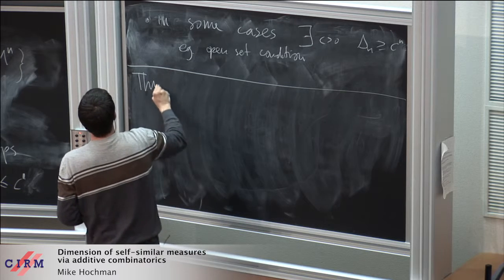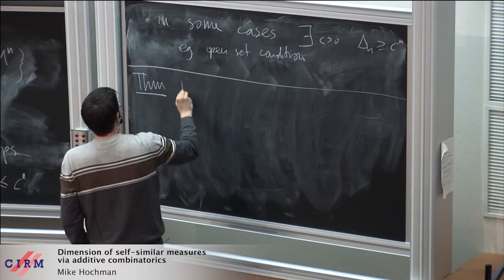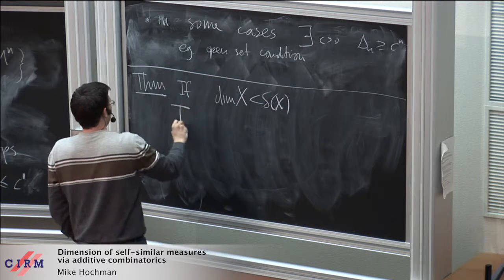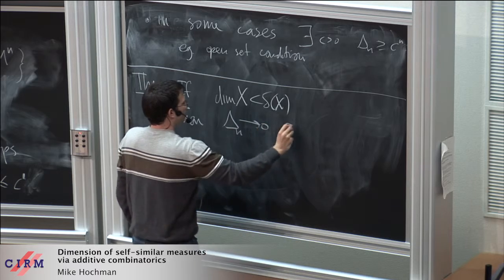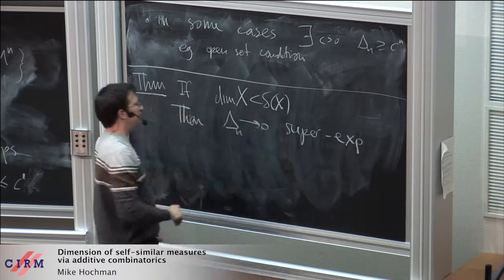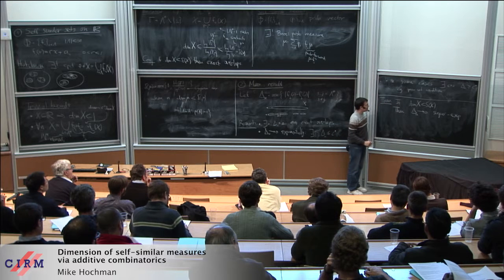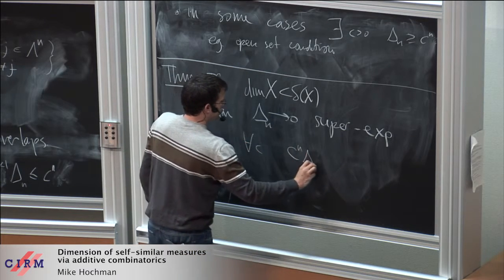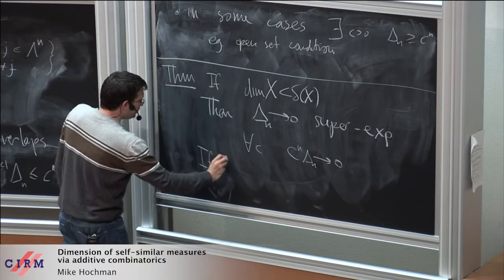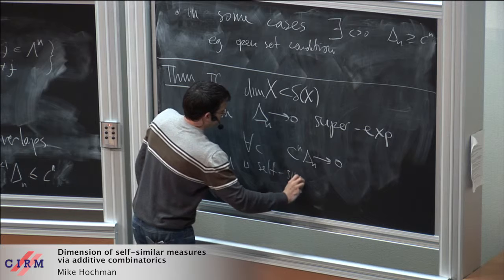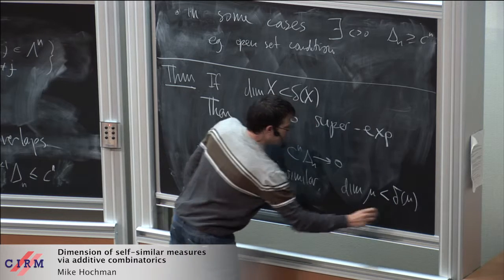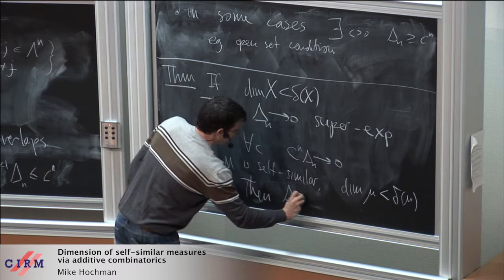And so the main theorem here is that if the dimension of x is strictly less than delta x, then delta n goes to zero super-exponentially. So the conjecture is that in this case it should hit zero. We don't know that, but we know that it's going to zero faster than the naive estimate gives you. What this means is that for every constant c, c to the n delta n goes to zero. And also, if mu is self-similar, and if the dimension of mu is strictly less than delta of mu, then the same thing is true. Delta n goes to zero super exponentially.